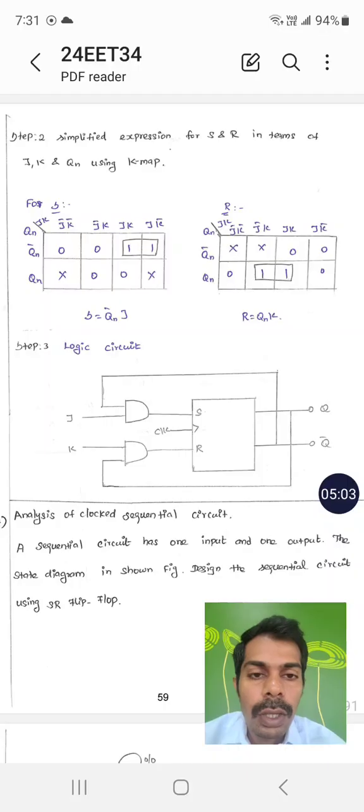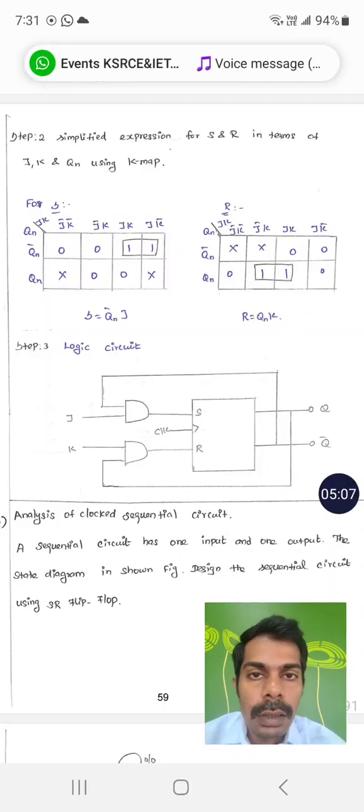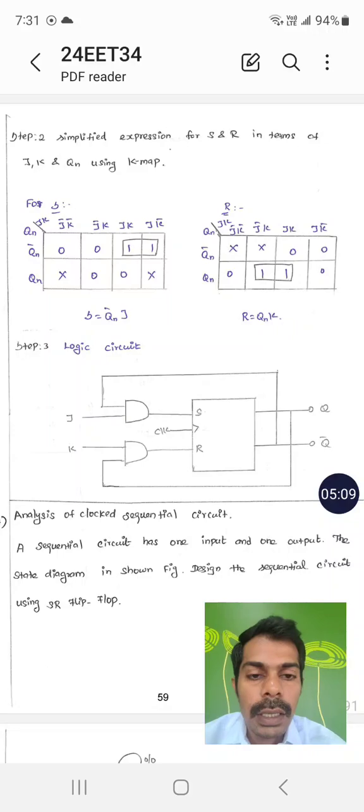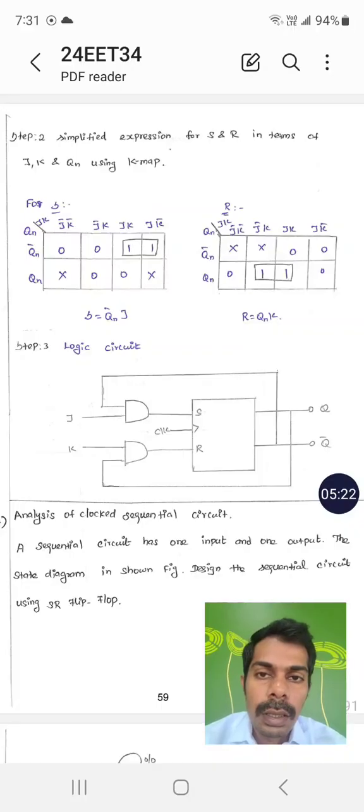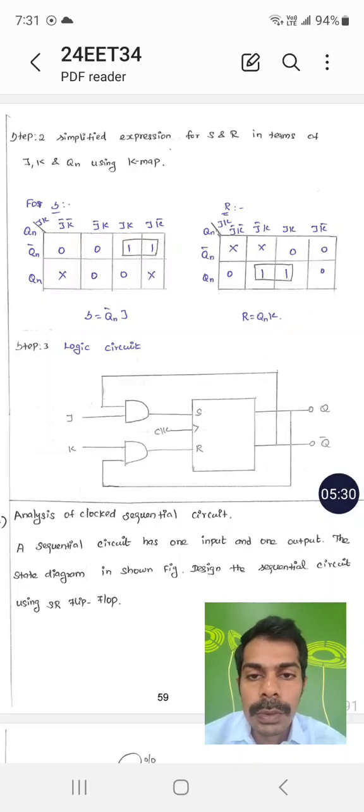Similarly for R, Qn and K. So the output is Q, we will take another input from K, and it should be ANDed and given to R. This is the realization of the flip-flop. Like this we can convert any flip-flop to any flip-flop. We have 4 flip-flops, and we can do this realization for all the flip-flops. Thank you.